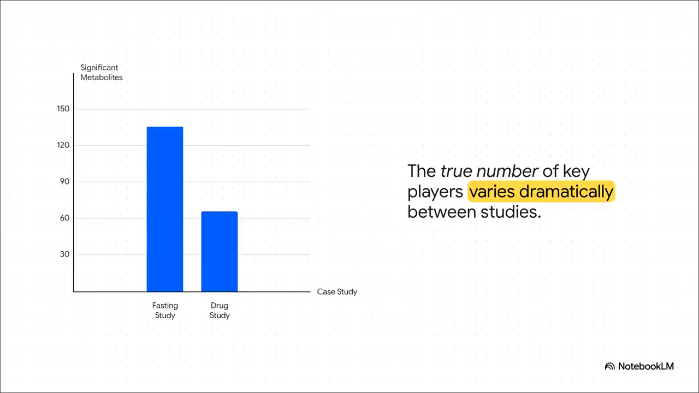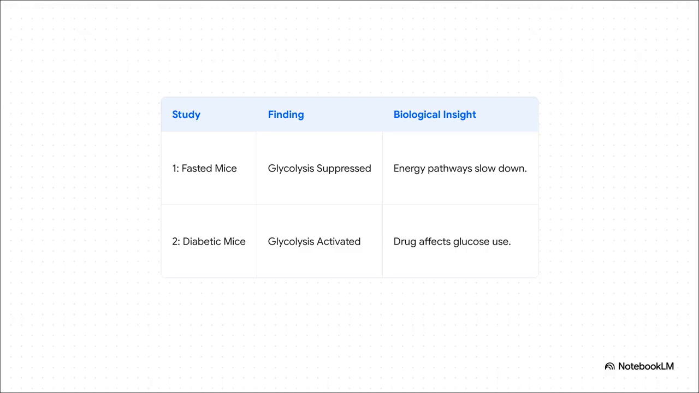When you see these two results side by side like this, it is just so incredibly clear. We have 136 key players in one situation and 66 in another. This is definitive proof that biology doesn't fit into a neat little top 10 box. The number of important factors changes every single time, and our methods have to be smart enough to reflect that reality.